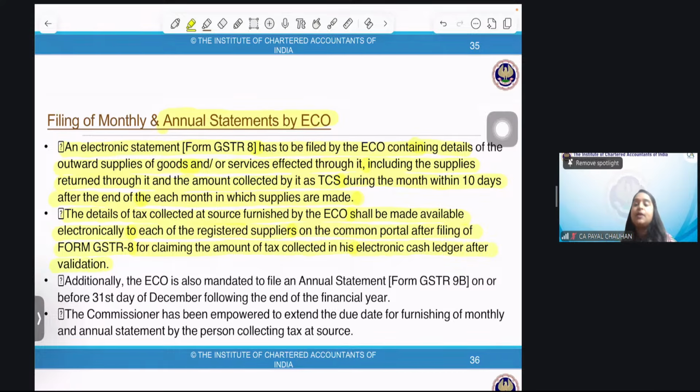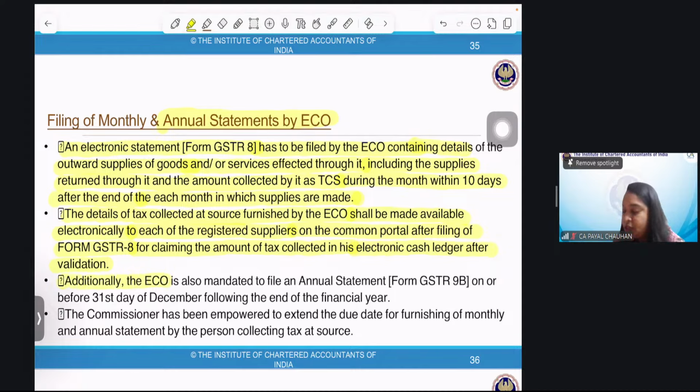Now tell me first, will you get the automated return first, or will I file my GSTR 8 first? Tell me one thing, you yourself answer. Will your e-cash ledger be updated by TCS automatically, or do I have to file GSTR 8 first? I have to file GSTR 8 first. Once I upload your data, I'll upload the amount of TCS deducted.